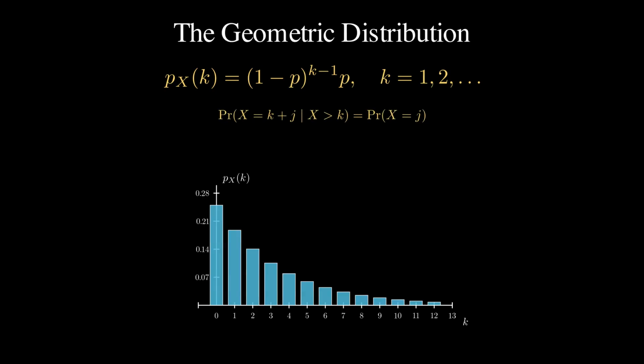And the geometric hides a remarkable property. It is memoryless. Given that you've already waited more than k trials, the probability you need j more is exactly the original probability of j. The process forgets its past completely, and the geometric is the only discrete random variable that does.